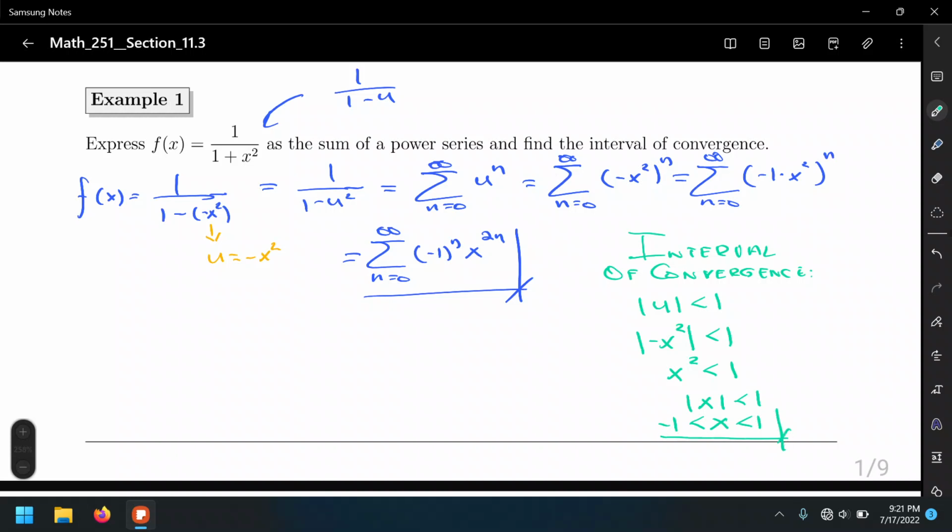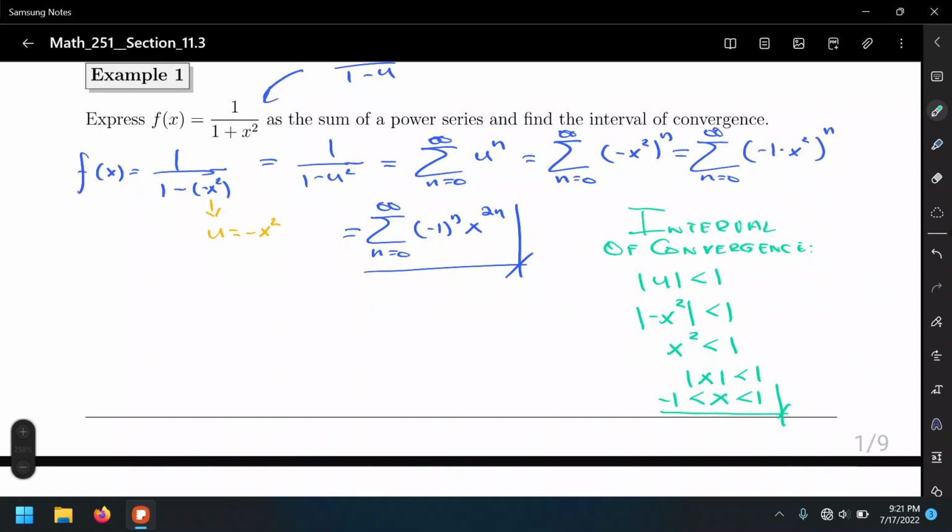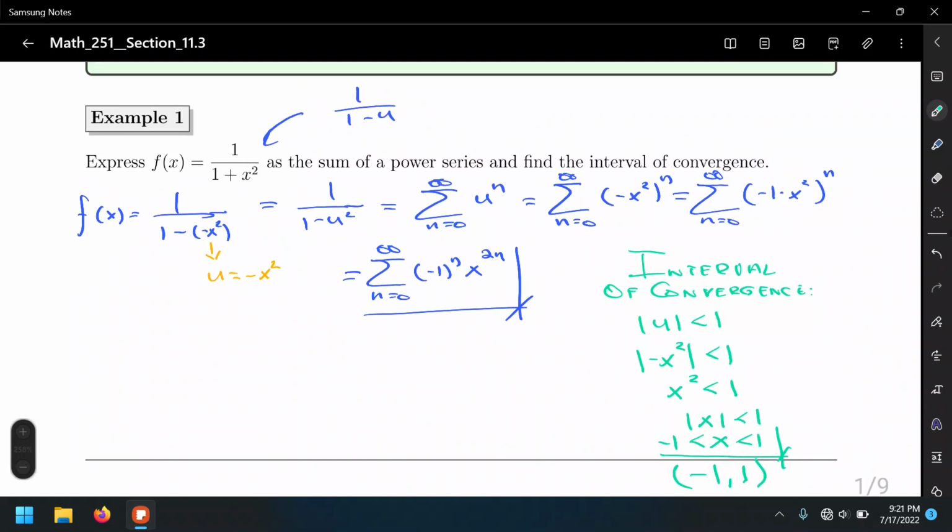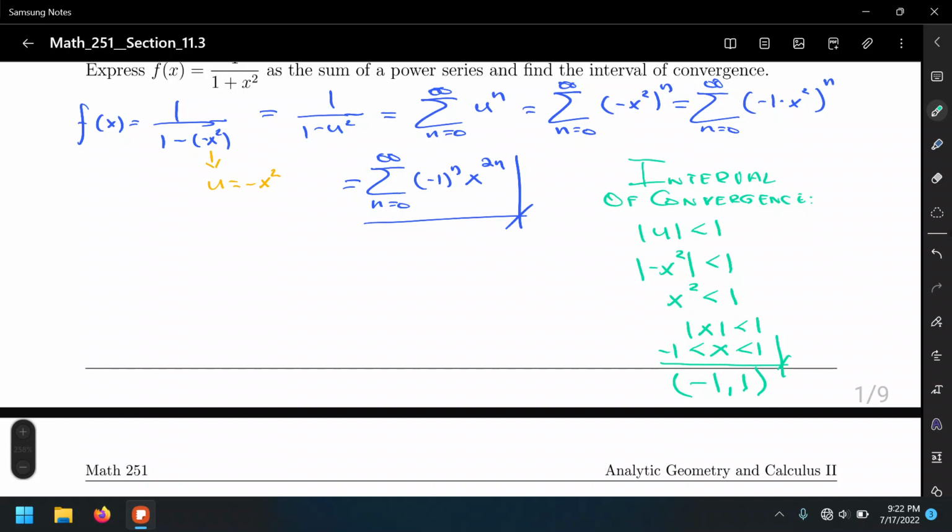It goes from negative 1 to 1. So this is the inequality version, but of course you can write this in interval notation, which might be more convenient. Alright, so that's one example of how we obtain the power series of this rational function, taking advantage of the geometric series form. So now let's look at another example.